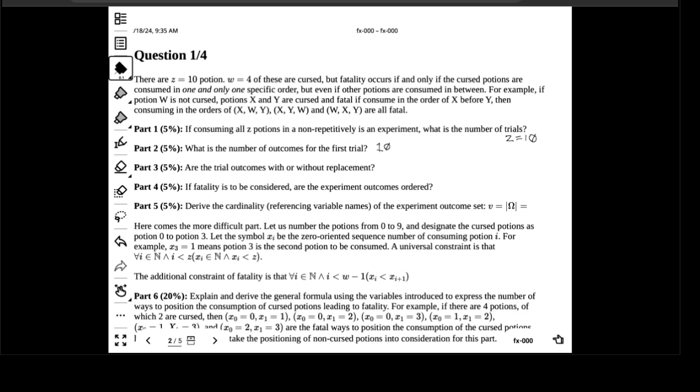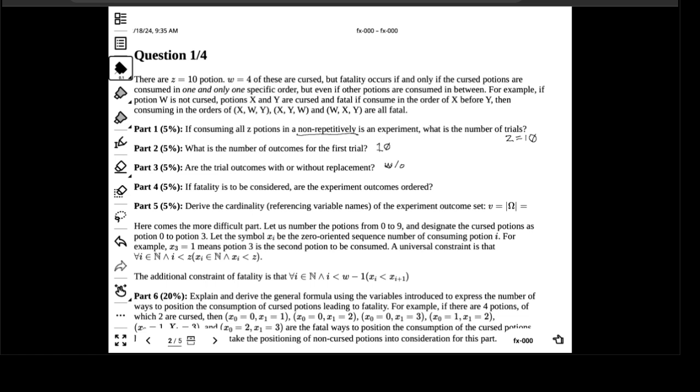The next one is, are the trial outcomes with or without replacement? The answer is without replacement. The key here is non-repetitively. This is the keyword that helps us identify that we are talking about the actual potions and not whether they are cursed or not, because just being cursed does not mean it's fatal. You have to consume them in a specific order.